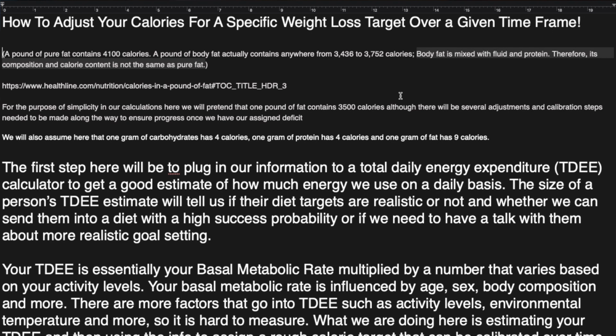The first step here will be to plug in our information to a total daily energy expenditure calculator to get a good estimate of how much energy we use on a daily basis. The size of a person's total daily energy expenditure estimate will tell us if their diet targets are realistic or not, and whether we can send them into a diet with a high success probability or if we need to talk with them about more realistic goal setting.